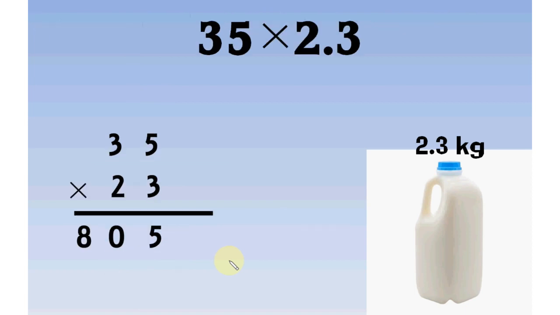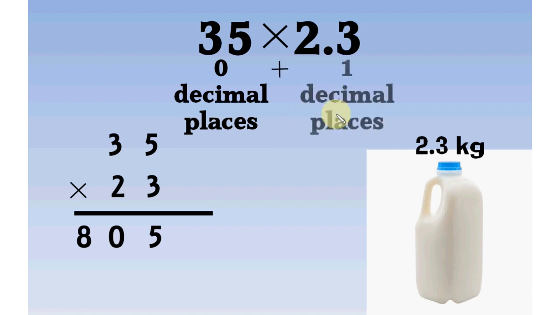Now, where should we put the decimal point? This is the only new thing you need to learn here. We look at the numbers taken for multiplication. 35 has no decimal. So, it has 0 decimal places. 2.3 has 1 digit after the decimal. So, it has 1 decimal place. We just add the number of decimal places of all the numbers. 0 plus 1 equals 1.